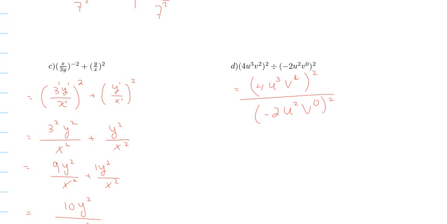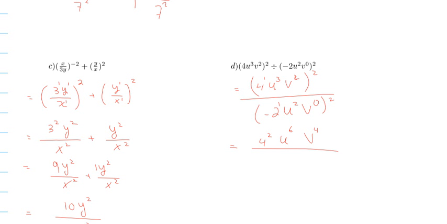Okay, what's the first thing I have to do there? Multiply the exponent. All right, so remember that this is to the power of 1, this is to the power of 1, so I get 4 squared, u to the power of 6, v to the power of 4. Stop me if you don't know what I'm doing.